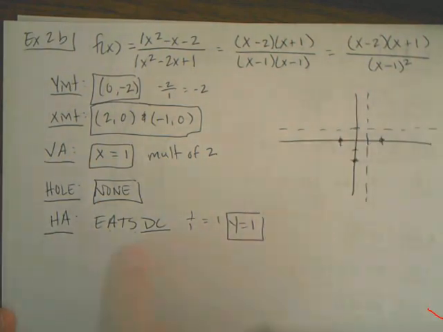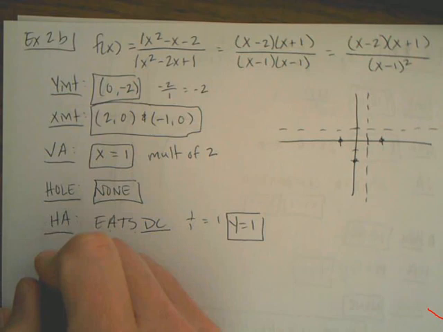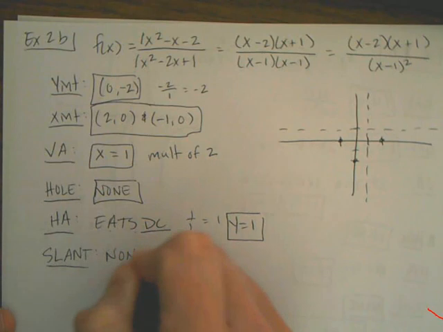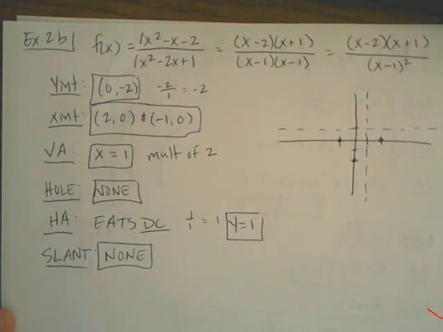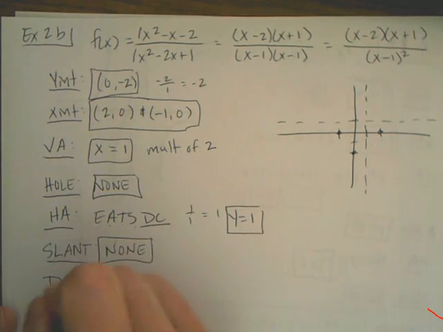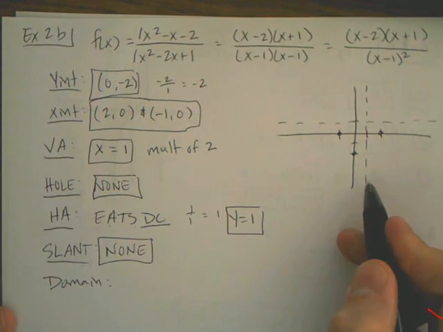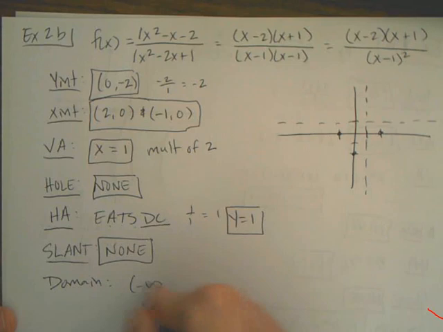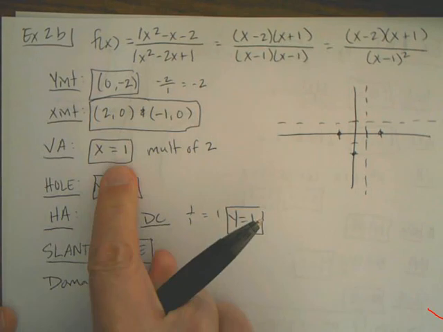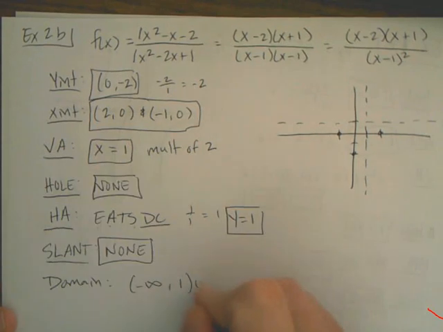Because I had a horizontal asymptote, I do not have a slant asymptote. Those are coming, don't worry. And then our domain is only bounded by one asymptote, so negative infinity to 1, our vertical asymptote, then 1 to positive infinity.